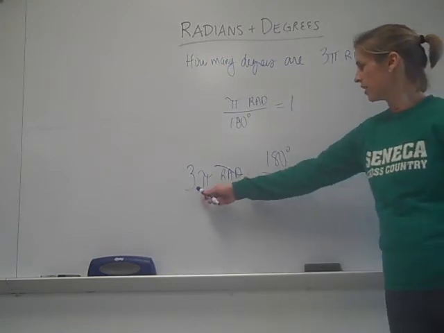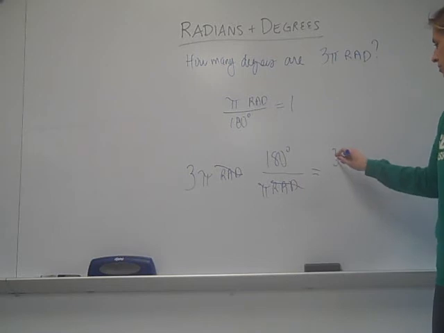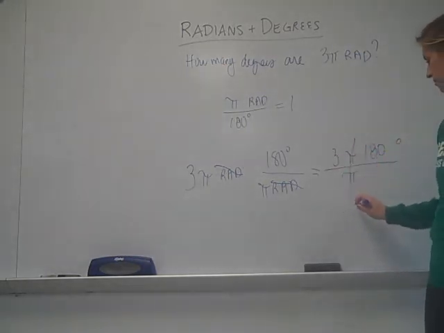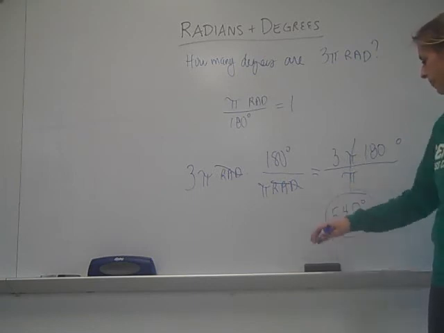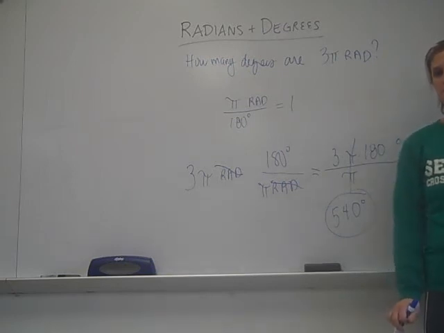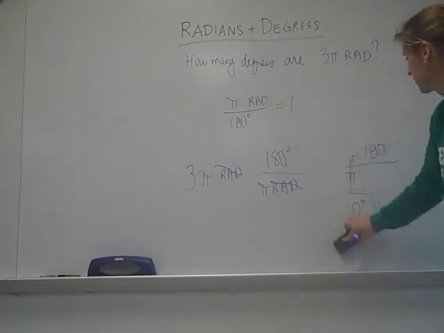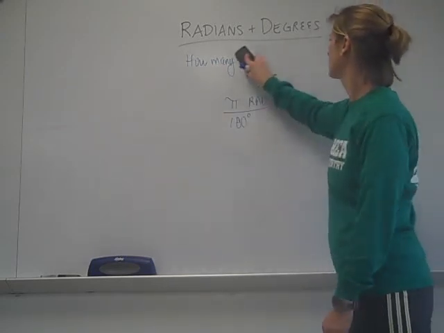So I'll do 3 times pi times 180 on the top. Pi on the bottom, this is degrees. The pi's cancel, and I multiply this out, and I'm going to get 540 degrees. Got it? I'll do one more. Okay, it doesn't always come out so nicely.